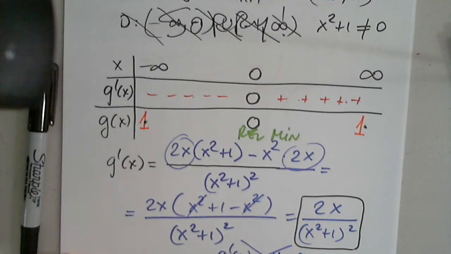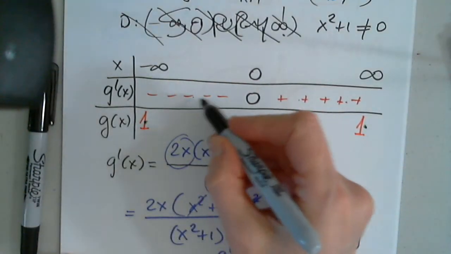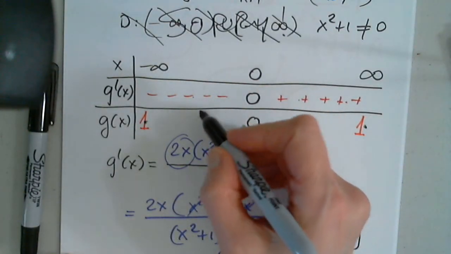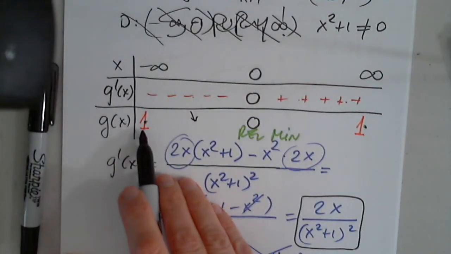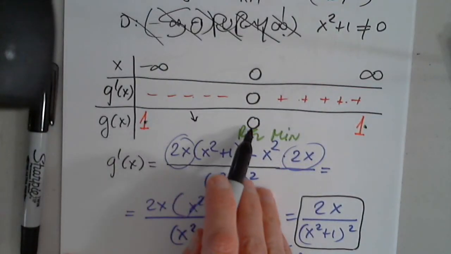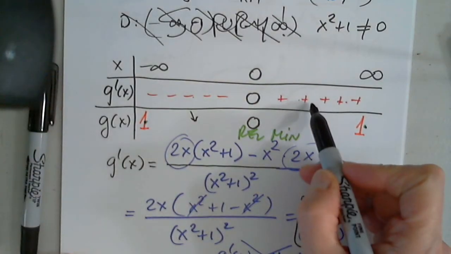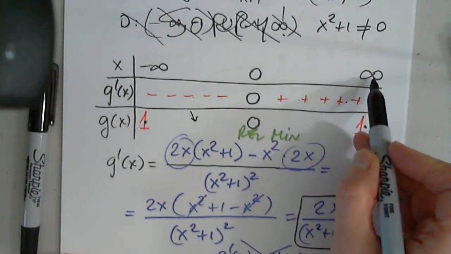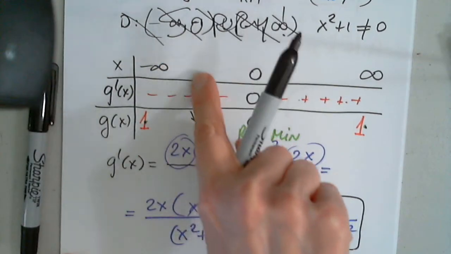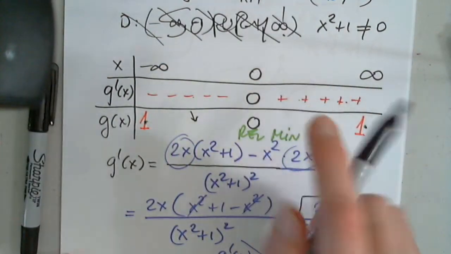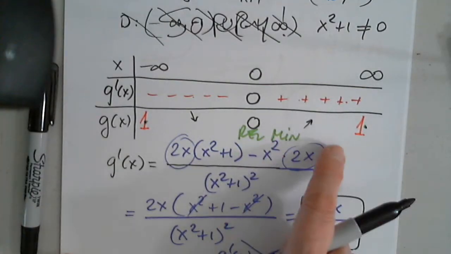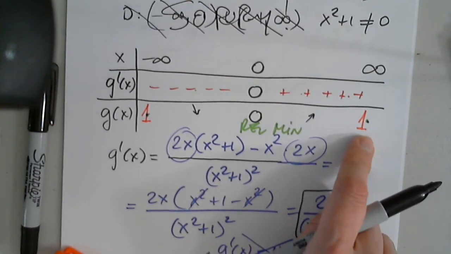The function must be decreasing. Negative or decreasing? Good. Is it true? Is it decreasing from 1 to 0? Yes. Good. What should the function be doing between 0 and infinity? So this is the interval of decreasing, and between 0 and infinity, increasing. Is it? I have to make sure that the numbers match.